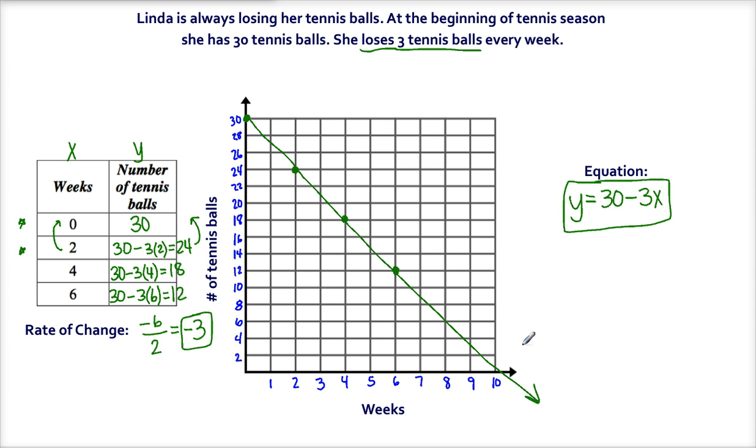So once again, remember this is a negative relationship because the rate of change is negative and my slope, the slope of my line, is going downhill.